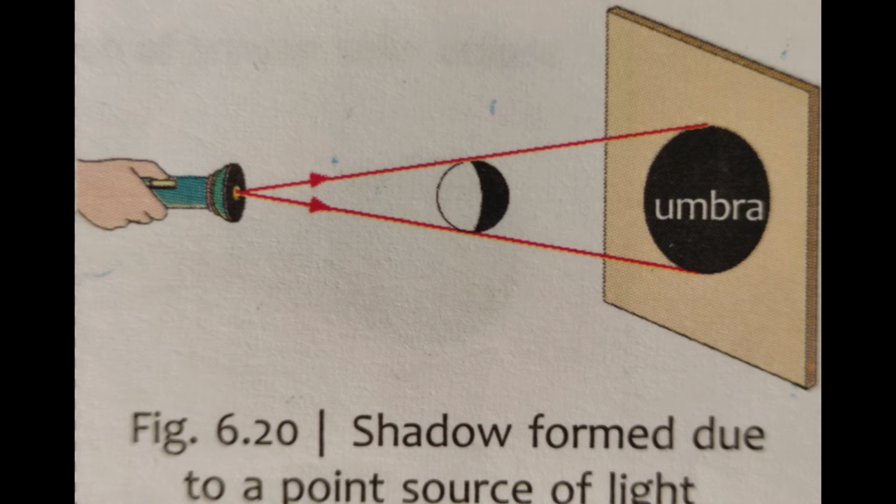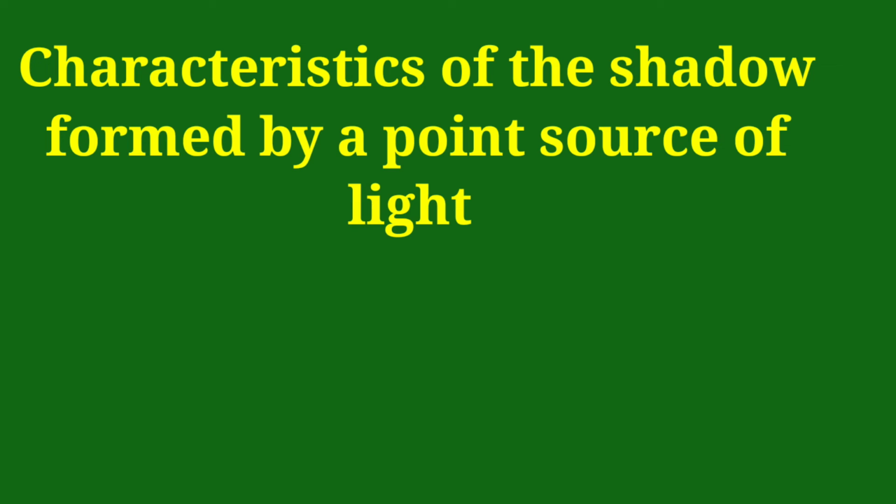Certain characteristics we observe over here. Characteristics of a shadow formed by a point source of light: uniformly dark, sharp at the edge, and bigger than the size of the object. So these are the characteristics that you can see only when the shadow is formed by a point source of light. That you have to keep in mind.